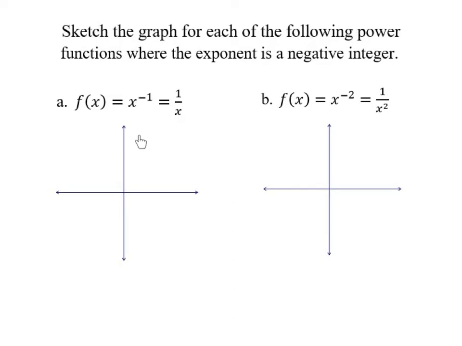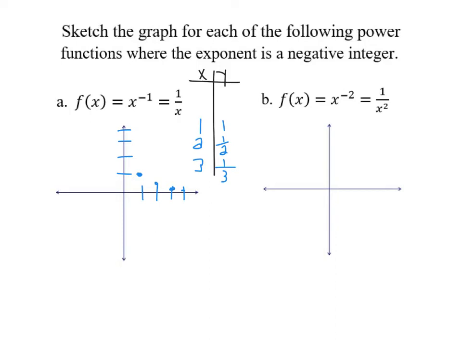So to get started, if we were looking at the power function x to the negative 1, of course that negative 1 exponent means we basically have a fraction, right? 1 over whatever that is to the first power. So this is really just taking the reciprocal of x to get our y values.